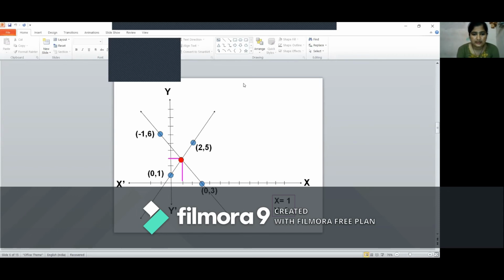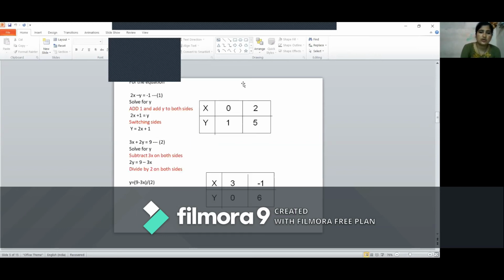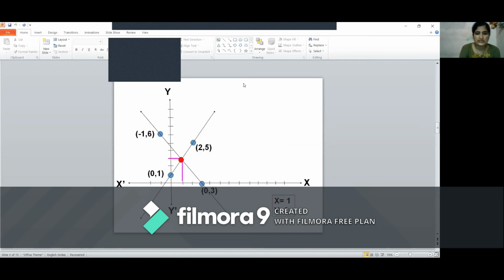So see here, I have taken the xy coordinate system. On the x-axis, that is our horizontal line, and the vertical line is the y-axis. Now plot the points. The first points are (0, 1) and (2, 5). If we see x as 0 and y as 1, and another one is (2, 5). So I have a first line which is passing through the points (0, 1) and (2, 5). Similarly, draw the other points, that is (0, 3) and (-1, 6). So I have here these 4 points plotted on the graph in blue color.